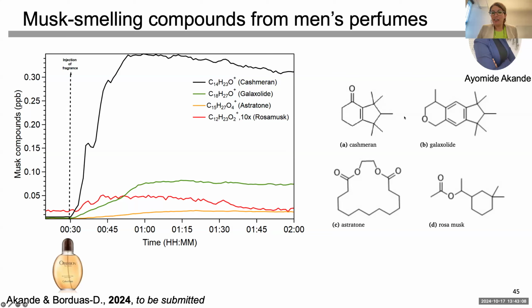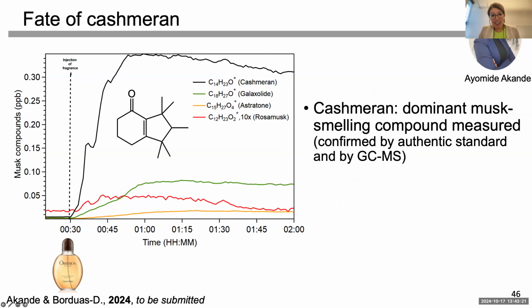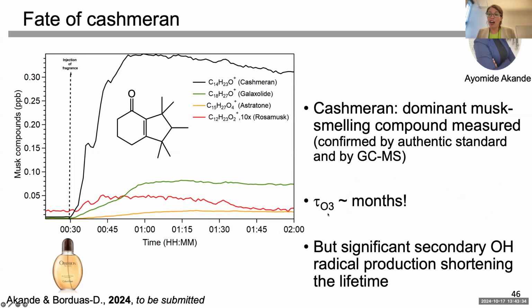And so she identified these different molecules in the spray. You can see here, as a function of time, the perfume is sprayed, and you can see these molecules appear as a function of time. And what she found was that she oxidized these molecules with ozone. And then there's this key molecule, cashmeran. And we've become very interested in this molecule. It's one of the dominant musk-smelling compounds, but it's very unreactive towards ozone. It takes months, and this little symbol here represents lifetime. So this is going to stick around for quite a while.